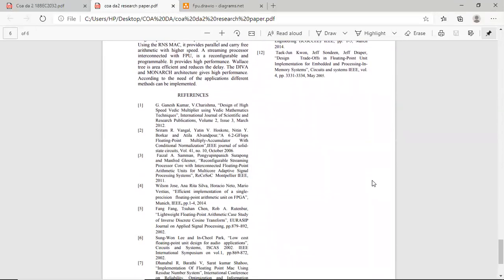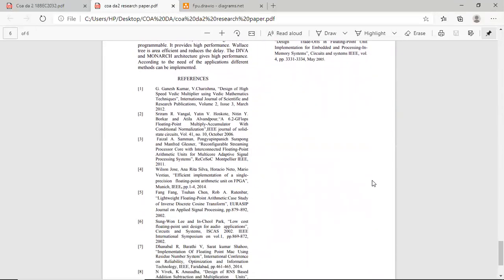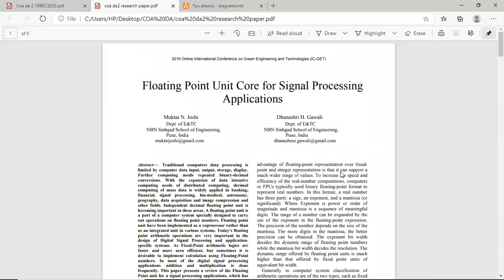Hence, this assignment was successfully completed under the guidance of my professor and with the reference of this research paper. Thank you.